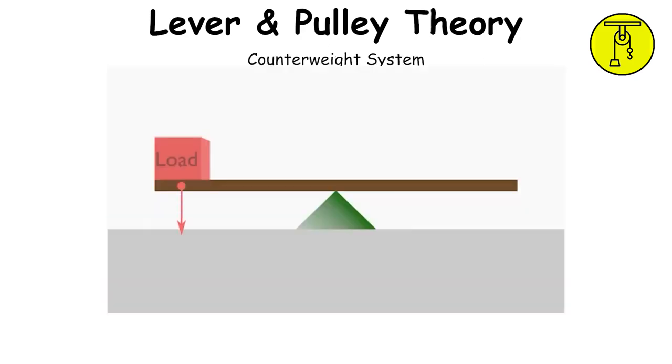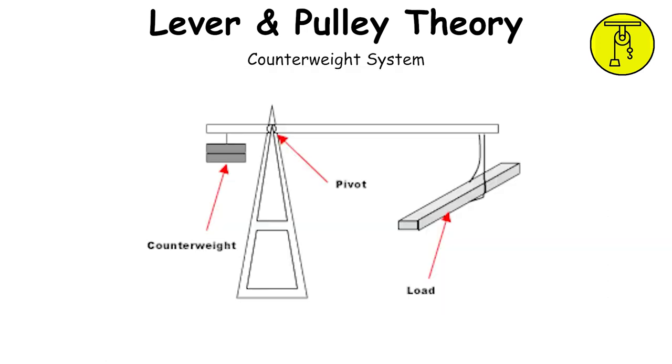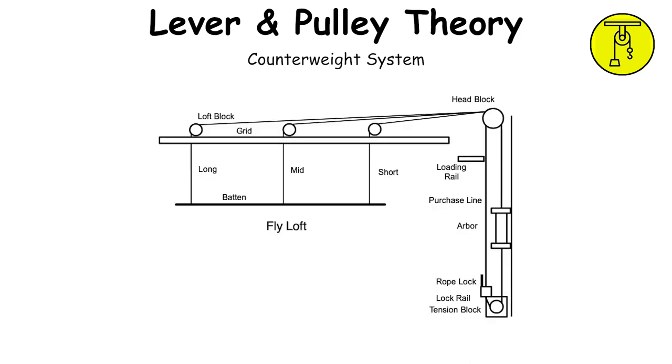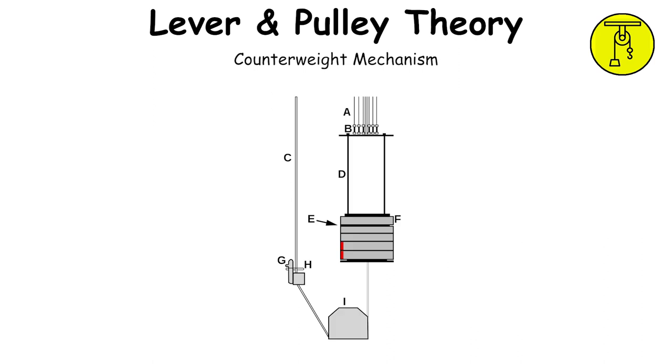Counterweight system. The counterweight system theory suggests that counterweights were used in combination with levers and pulleys to lift the stones. This method involves using heavy counterweights to balance and lift the stone blocks, reducing the amount of manual labor required. Key elements of this theory include counterweight mechanism.